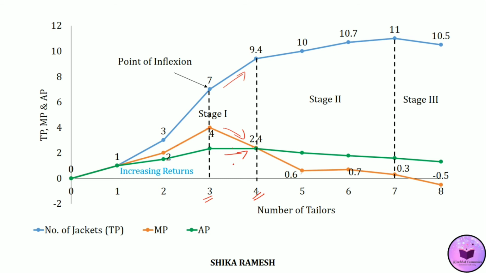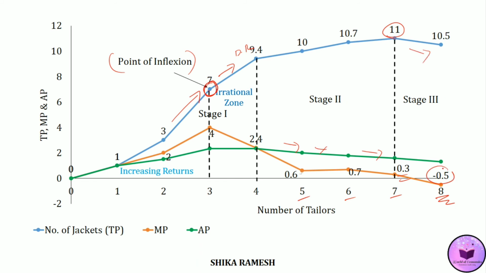So that is why that area is known as the irrational zone. The point at which the total output stops increasing at an increasing rate and starts to increase at a decreasing rate is known as the point of inflection, which happens to be here. Further employment of the tailors till the 7th tailor produces the maximum amount of jackets while the marginal productivity is close to 0. And if any additional tailor is hired, then the total output starts to fall, whereas the marginal productivity of any additional tailor will be negative.